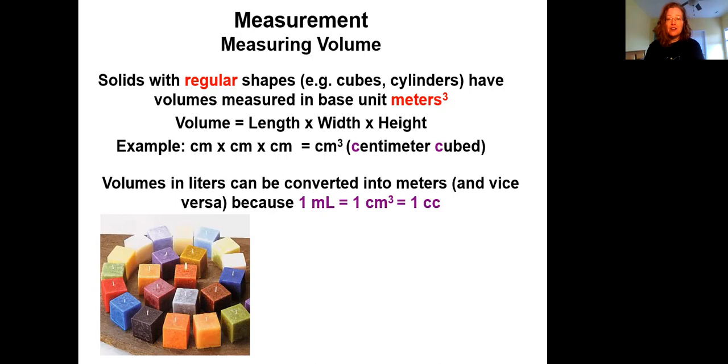Volumes in liters can be converted into meters with this really cool fact that 1 milliliter is the same as 1 centimeter cubed. That also gets abbreviated to 1 cc per centimeter cubed. And here's the cool thing.